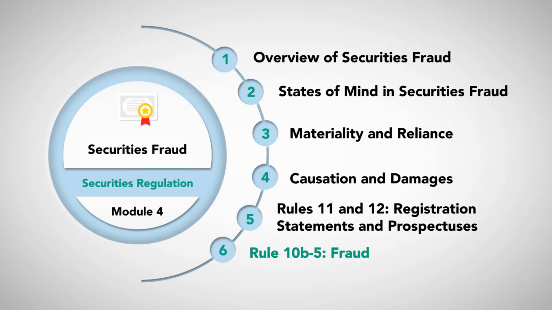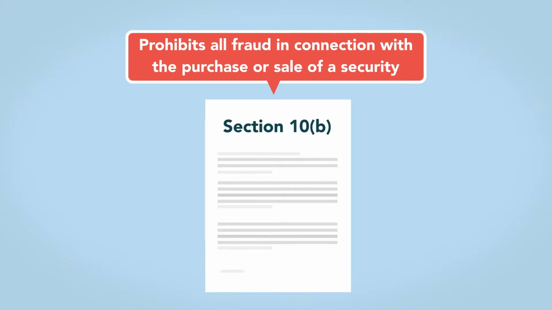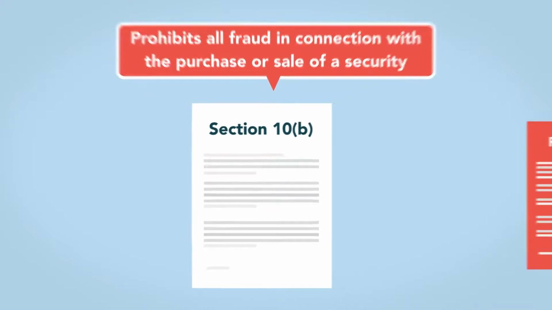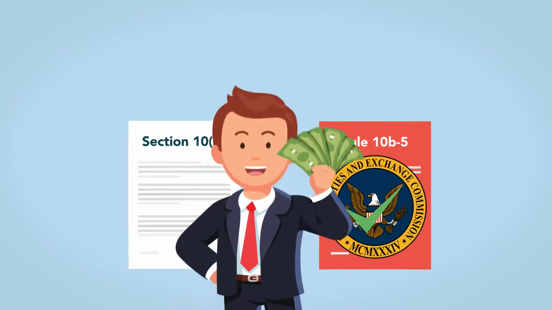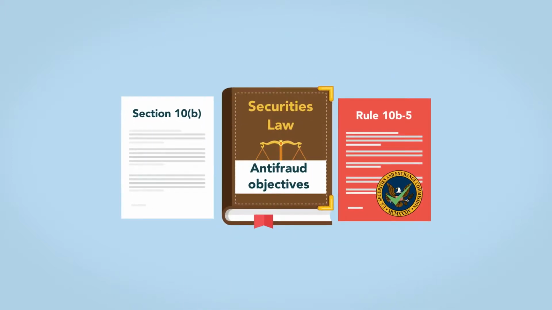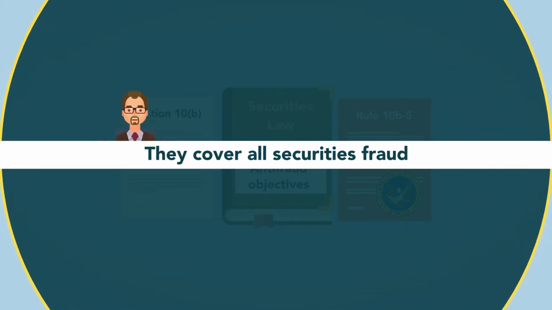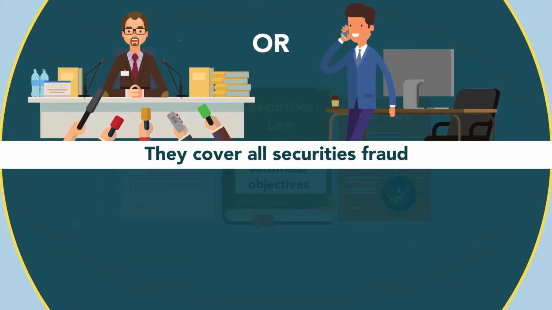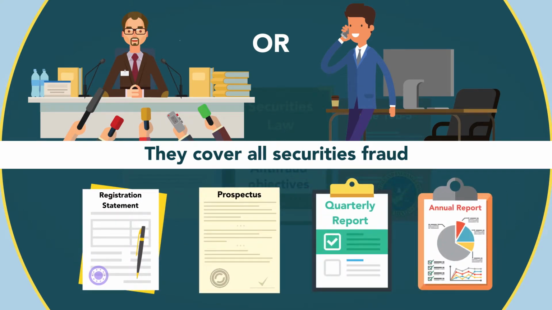Section 10b-5, Fraud. Section 10b prohibits all fraud in connection with the purchase or sale of a security. Section 10b and Rule 10b-5, which the SEC adopted as a regulation, have been interpreted to allow a private right of action for investors. These provisions are critical to the anti-fraud objectives of securities laws because they cover all securities fraud regardless of whether the issue is public or private and regardless of whether the fraud occurred in registration statements, prospectuses, quarterly reports, annual reports, or other documents or communications.